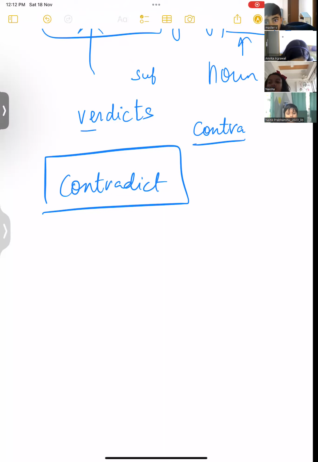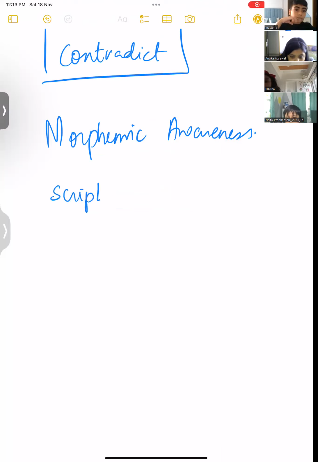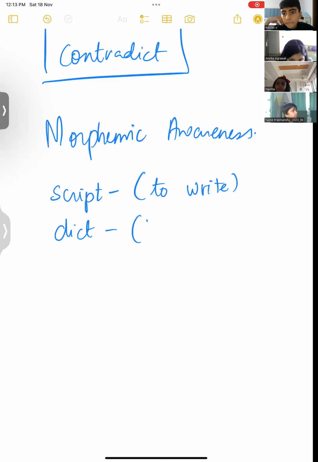Okay. So this was morphemic awareness. In our classes, we're going to play games on morphemic awareness. And let me brief it up. Till now, we know script. In your notebook, write down the meaning of script. We know dict. Photo is still left. I'll just tell you the meaning of photo. Dict means to say or tell.